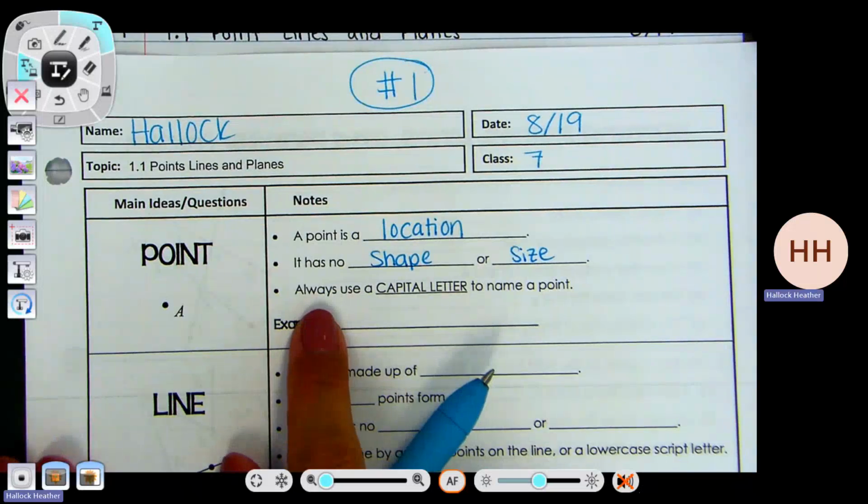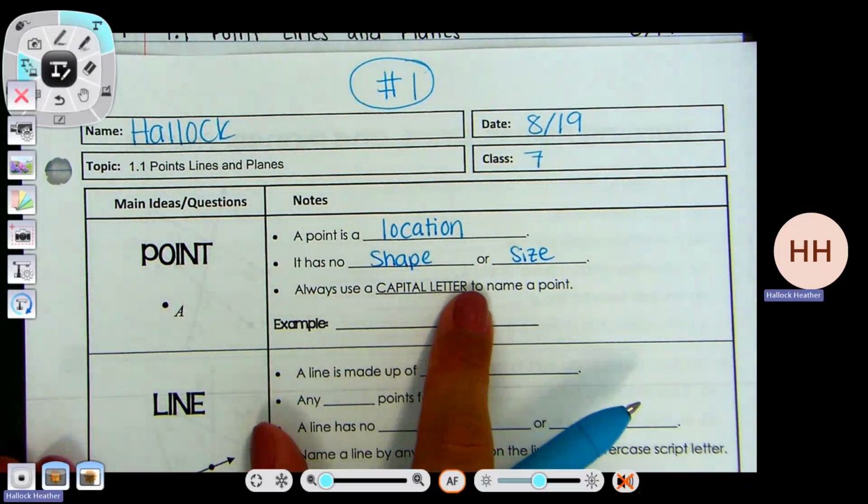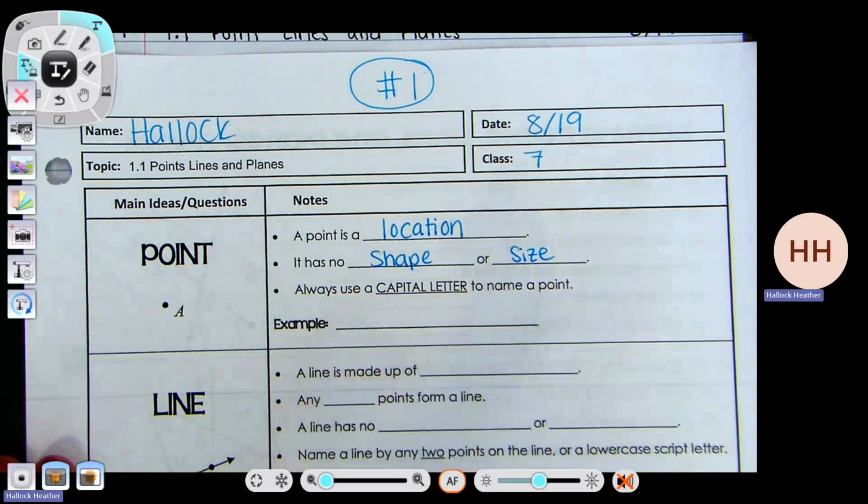When you're naming a point, you always have to use a capital letter for your point, and you have to say the word point.